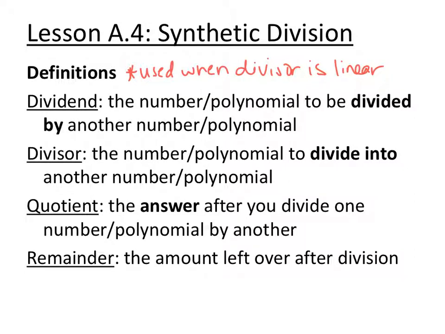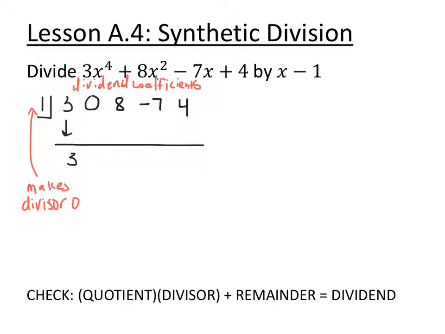Section 8.4 is synthetic division, which is another type of polynomial division used only when your divisor is linear. So if you're dividing by something like x plus 3 or x minus 7, this is a shortcut. To set up synthetic division, you put whatever makes your divisor equal to 0 inside the box. So in this case, it would be a positive 1.